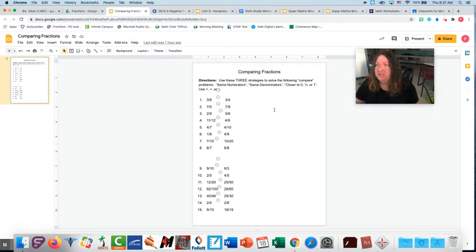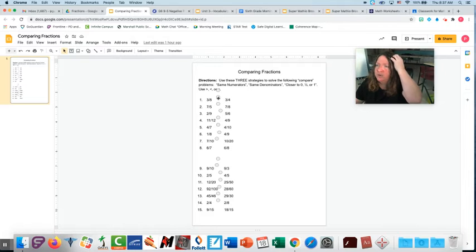So you need your comparing fractions worksheet. It looks like this. Now, let's look for one that either has the same denominator or the same numerator. So the directions say use 3 strategies. We've only talked about 2, but we'll get to the third one. Use 3 strategies to solve. Either same numerator, same denominator, or we'll talk about the third one, closer to 0 or half or 1.